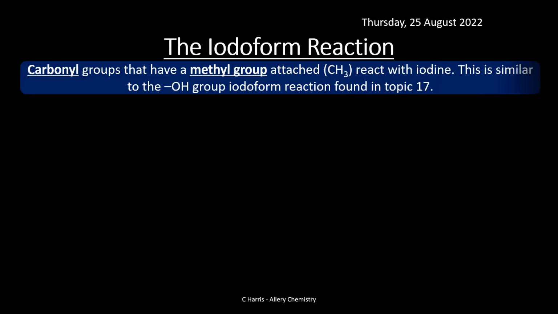Okay, so we're going to look at the iodoform reaction. Again, you would have seen this in the previous topic. I believe it will be topic 16. So I'm just going to briefly go through it here. Carbonyl groups, obviously, because this is looking at carbonyl groups anyway. Carbonyl groups that have a methyl group attached to them can react with iodine.